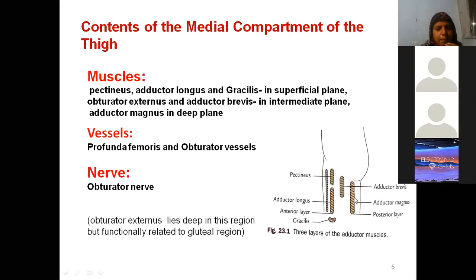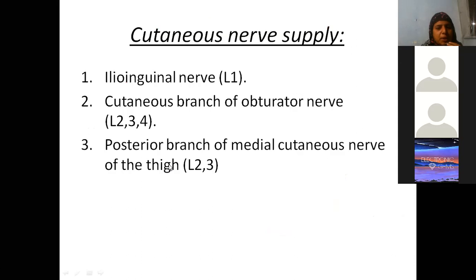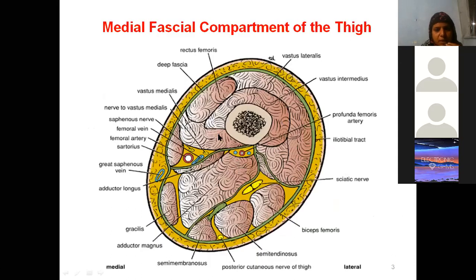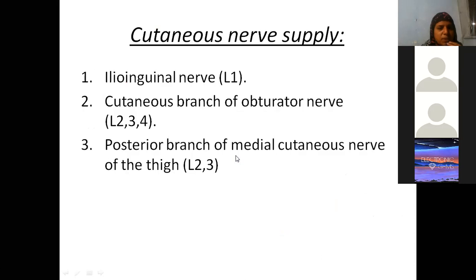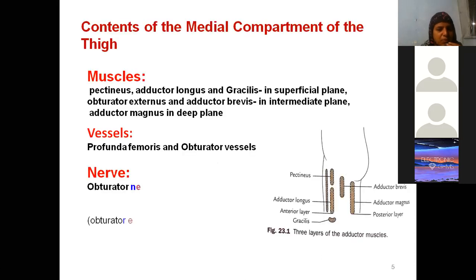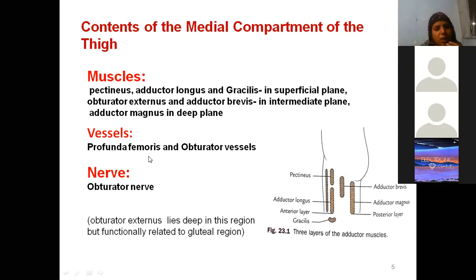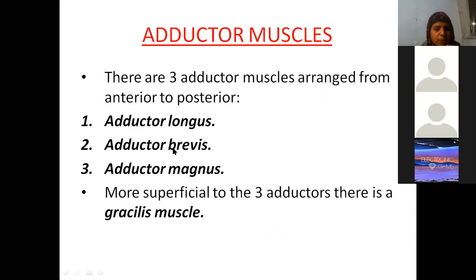Behind in the deep plane we have adductor magnus. Just now you saw in the previous picture, in this adductor region, deeper plane, we have profunda femoris vessels. We know profunda femoris is a branch of femoral artery. The obturator vessels are branches of internal iliac artery. Obturator nerve is a branch of lumbar plexus, we will see. So obturator externus lies deep in this region, but functionally it is related to gluteal region. Now we are going to discuss these muscles.